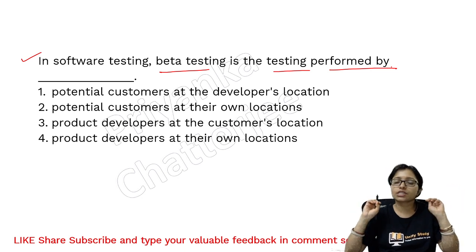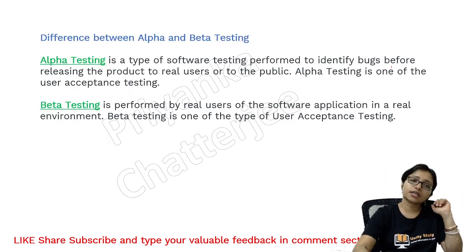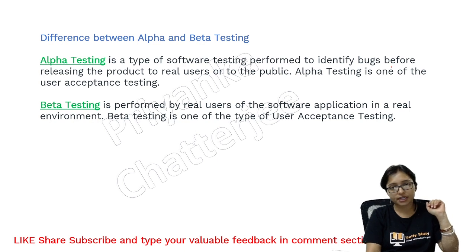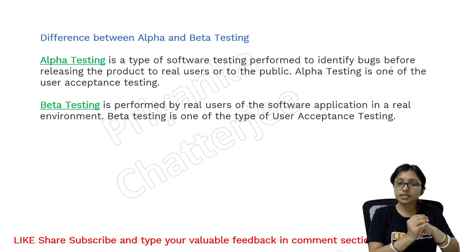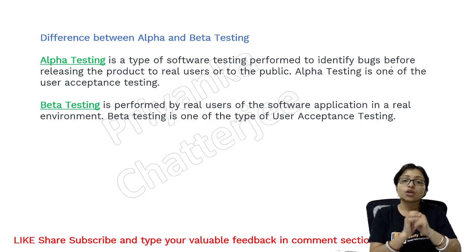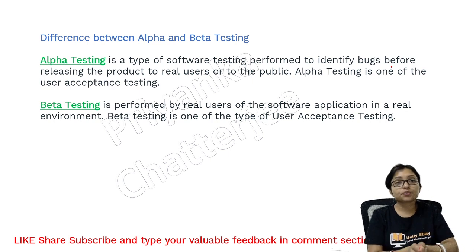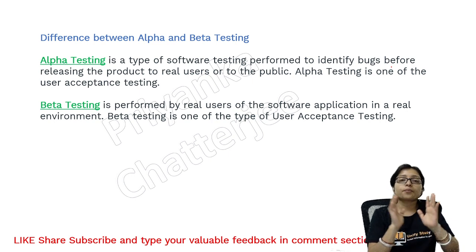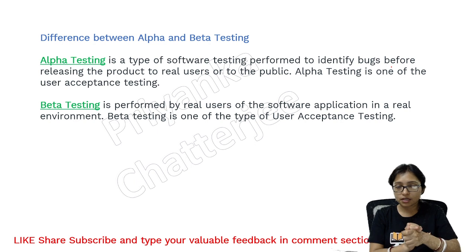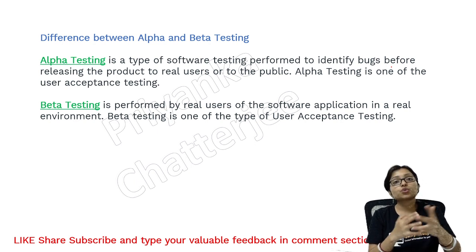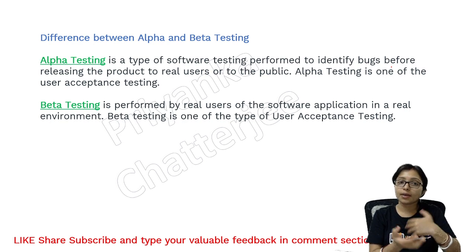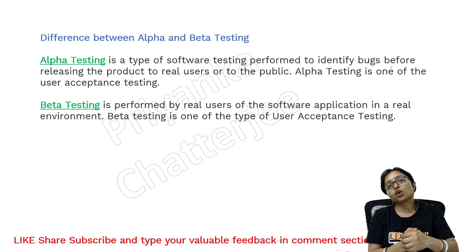Those who are making mistakes, you need to understand the difference between alpha testing and beta testing. Yesterday there was also a question on this. These are actually acceptance testing. After completion of the development, your software is ready. Now we need to think about whether the market will accept it properly or not.